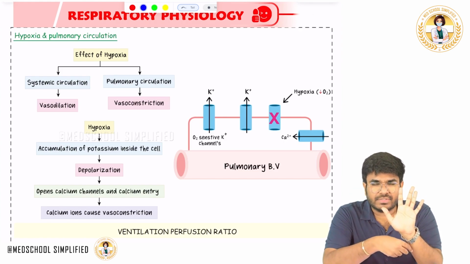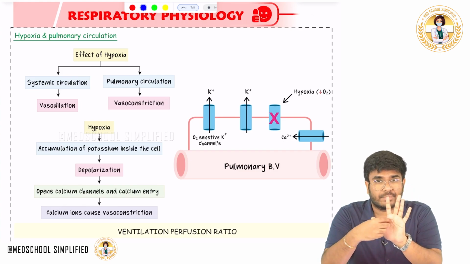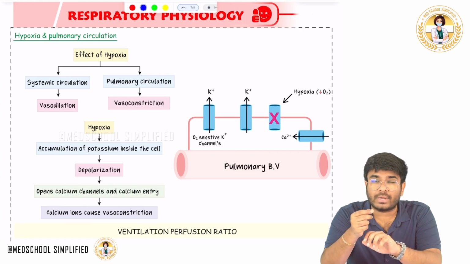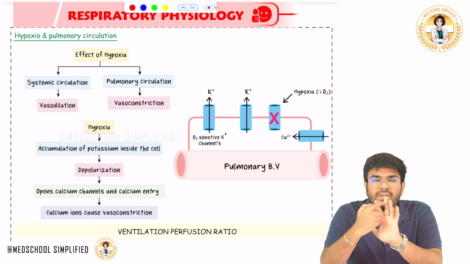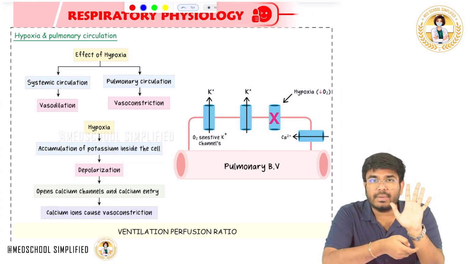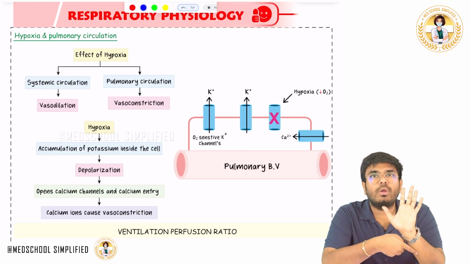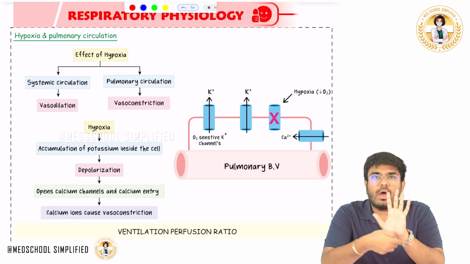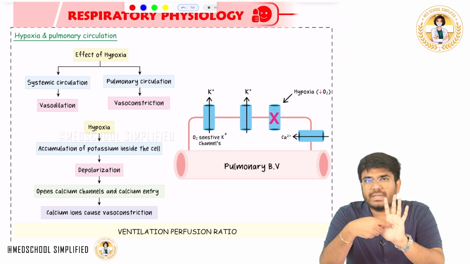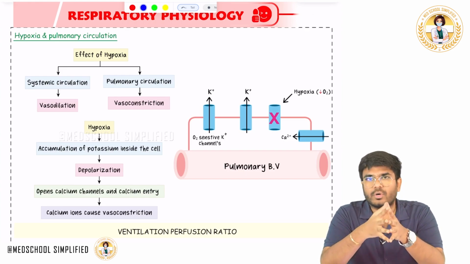Now whenever there is hypoxia, you tell me what should happen. The blood vessels which are bringing the blood to this area have to bring more blood, so the blood vessels should undergo vasodilation. So whenever there is hypoxia, the systemic blood vessels should undergo vasodilation. More blood will come to this area, and along with more blood, more oxygen will come, so that oxygen will take care of the situation of hypoxia.